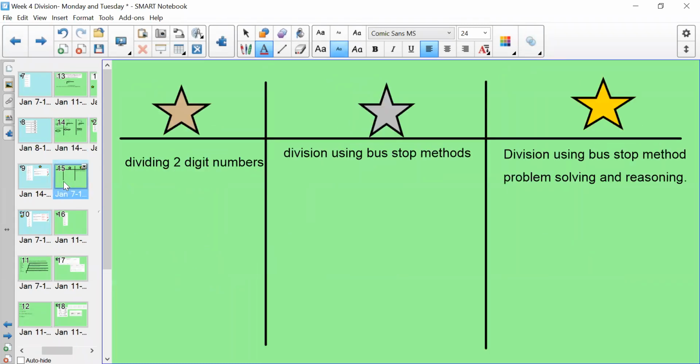Okay, so today's activity, we've got bronze, silver, and gold. Our bronze challenge is still dividing by 2-digit numbers. Our silver and gold is both using division with bus stop method and remainders. However, if you're going to challenge yourself a bit extra, you can do the gold, which will be reasoning and problem solving questions as well.